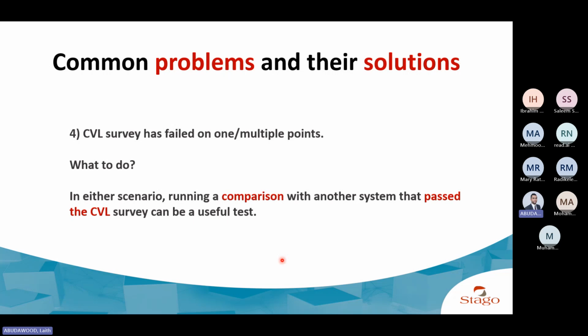That's not always possible. Sometimes samples with these concentrations are not available. That's why I told you this situation sometimes is difficult when it's the CVL that is failing.